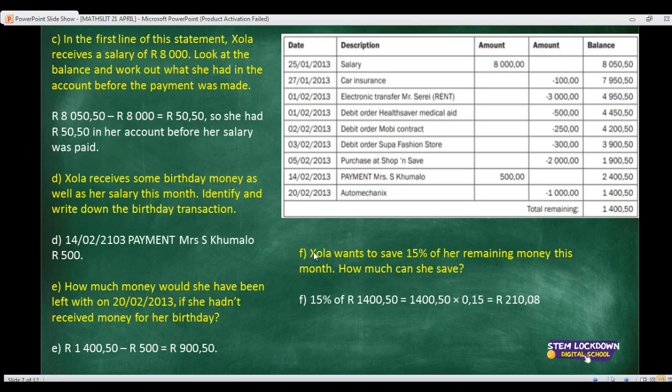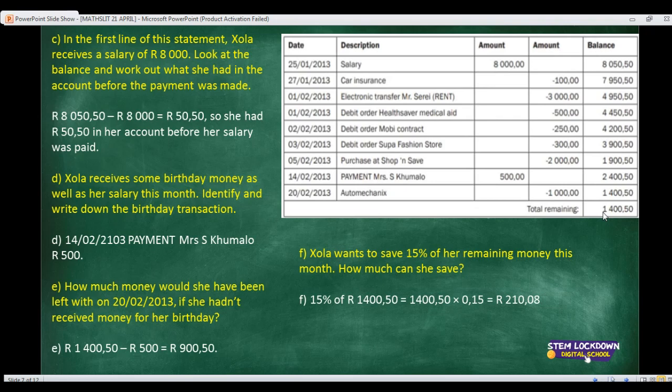Then F, Paula wants to save 15% of her remaining money this month. How much can she save? So which one is the remaining money? The remaining money is 1,450 rands and 50 cents. So she wants to save 15% of this 1,450.